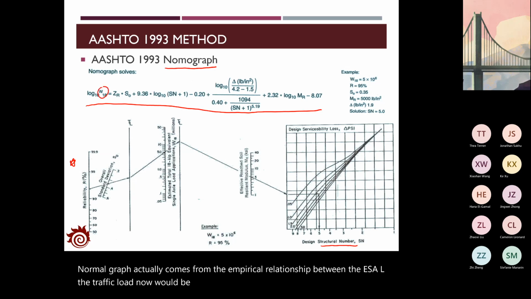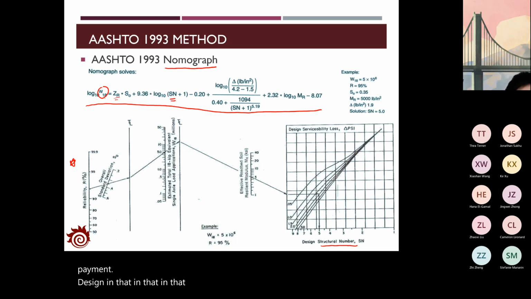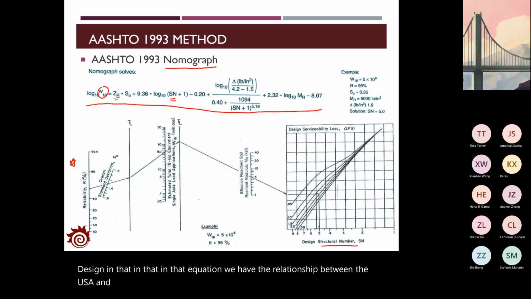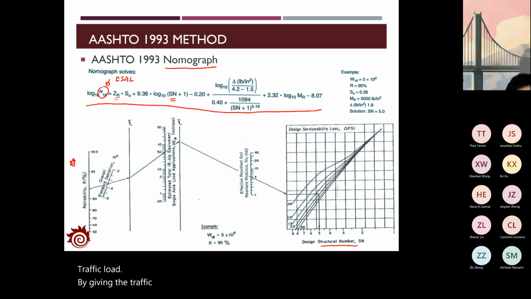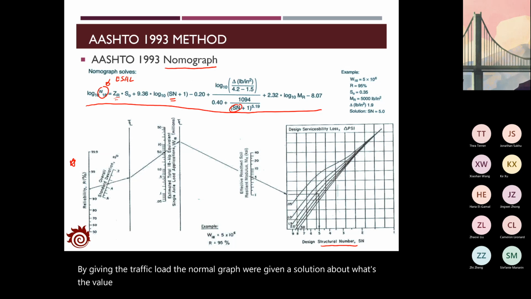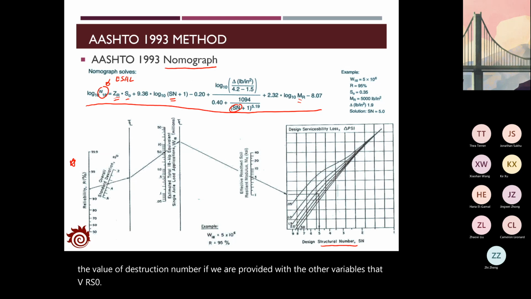that would be the W18, and the variables of the pavement design. In that equation, we have the relationship between the ESAL and the structure number, and the Nomograph shows the solution. By giving the traffic load, the Nomograph will give the solution about the value of the structure number, if we are provided with the other variables, the ZR, S0, also MR, and so on.